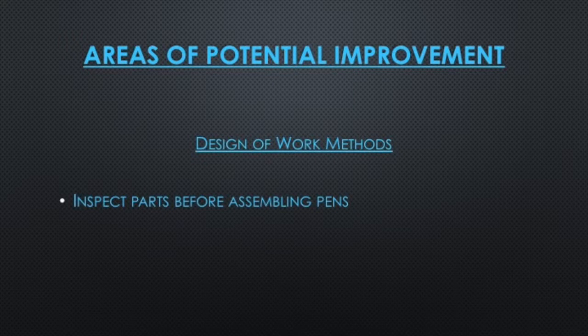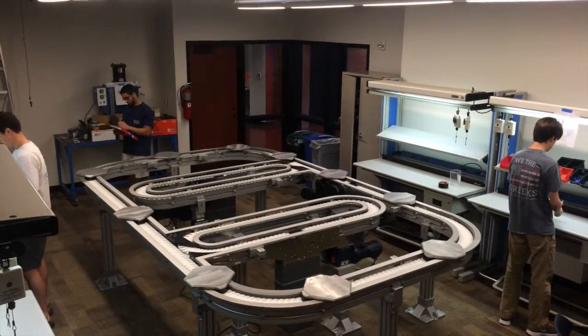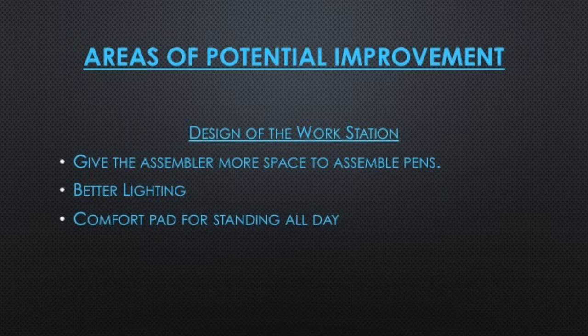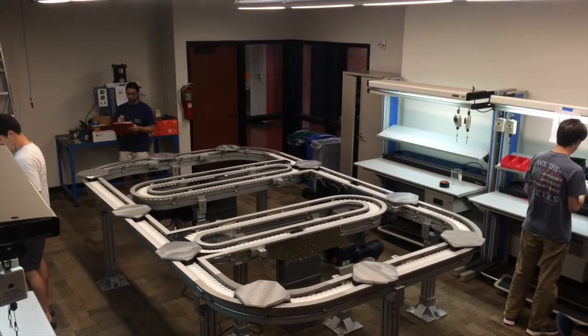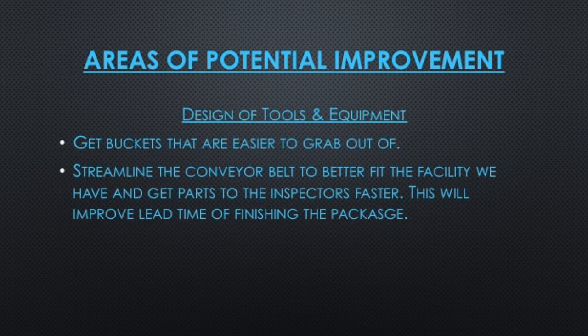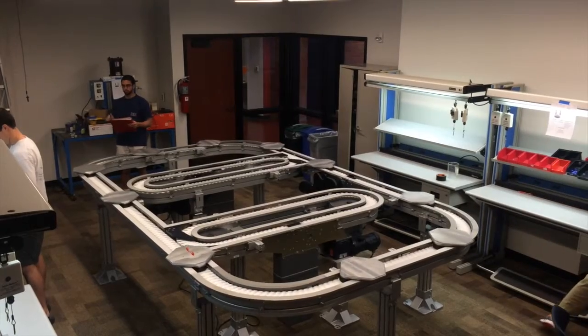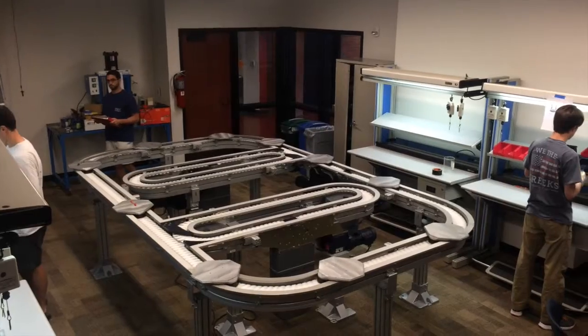We also inspected the materials before they were used, which cut down on variation and non-working pens. To make a happier worker, we gave the assembler more space to assemble pens, we gave him better lighting, and a comfort pad for standing. As they say, a happy worker is a faster worker. We also used gravity-fed buckets that were easier to get materials out of. Then we streamlined the conveyor belt to better fit the facility, which improved lead time and allowed the inspectors to work faster.